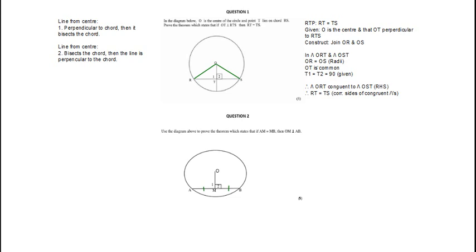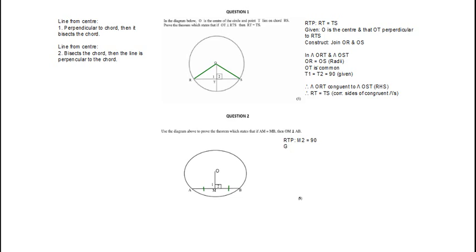So just like the previous proof, I am going to do the same thing. I'm going to see what it is that I'm required to prove. I must know what it is that I'm required to prove. I'm required to prove that angle OMQ is equal to 90 degrees, because that 90 degrees means now they are perpendicular.